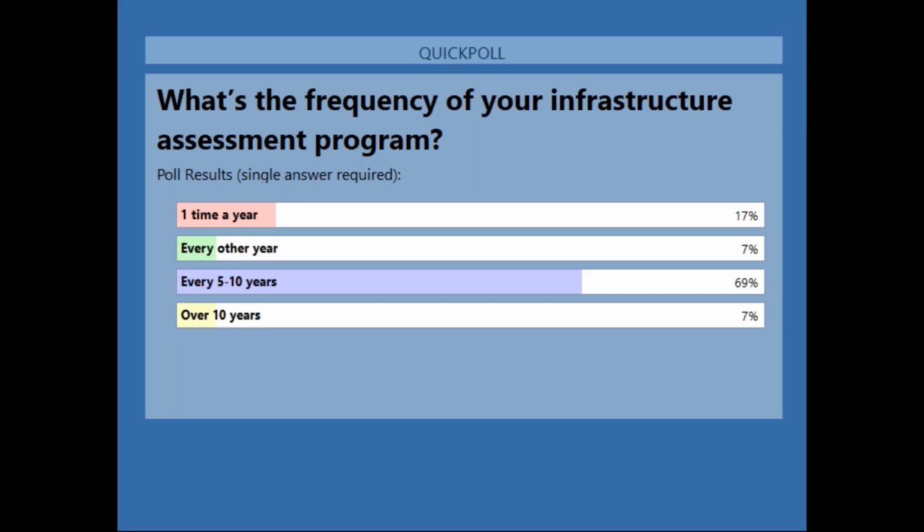So if we look at the Pareto of results here, a lot of you are saying every 5 to 10 years you're assessing your infrastructure, followed by one time a year from about 17%. As we go through this webinar today, keep in mind some of the things that HBK and Novinium are bringing to the picture here is how do we provide you that assessment of your underground infrastructure, not only understanding the underground infrastructure, but understanding it in real time.